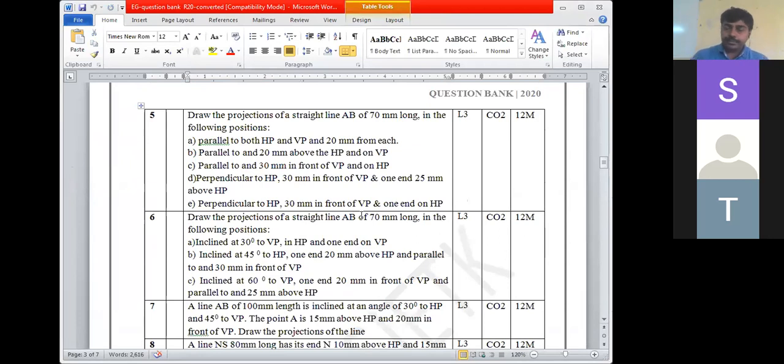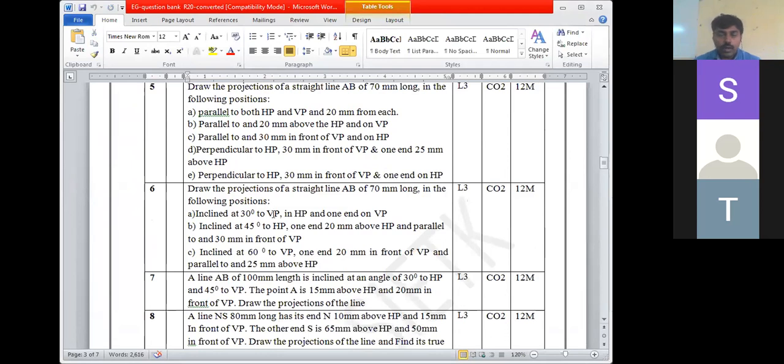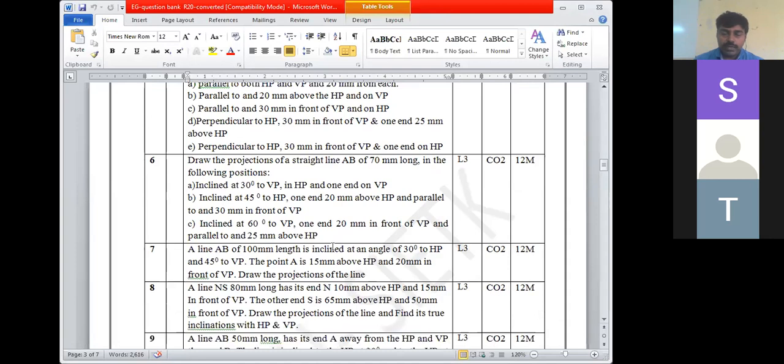One, projection of lines which is parallel to one plane and perpendicular to another plane. This way I have questions 5, 6, 7, all. Suppose, I'm going to say now importantly, for you to remember well, what you need is very important. So let us see now any one of the questions. I'll take it now.